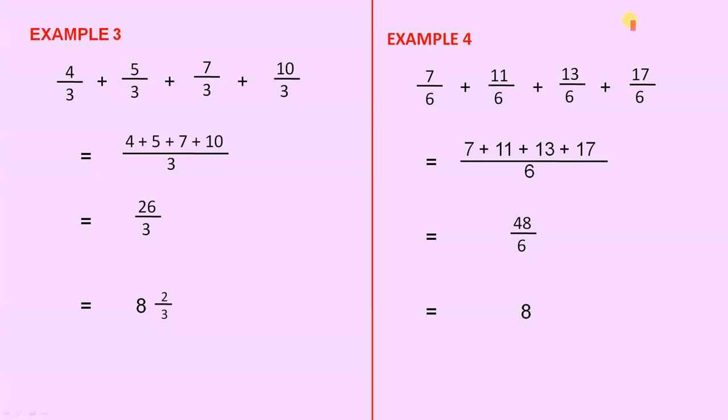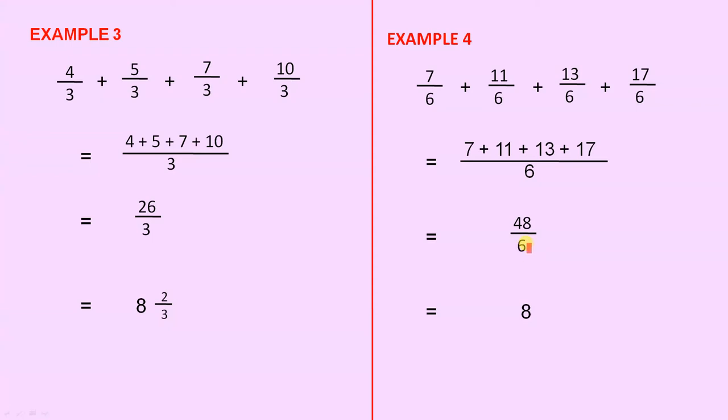Finally, for example 4, 7 over 6 plus 11 over 6 plus 13 over 6 plus 17 over 6. All the denominators are the same. Add the numerators together. 7 plus 11 plus 13 plus 17. When you add those four numbers together, you get 48. So that gives us 48 over 6.